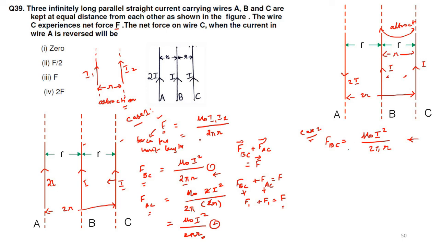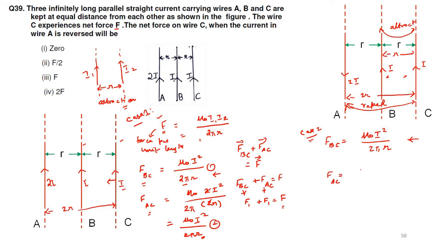But between A and C, I just show here like this, the currents are in the opposite direction. Therefore there is a force of repulsion. So FBC is mu naught I squared by 2 pi R on C, which we have to consider. So on C it is towards left. Similarly FAC we have to calculate.